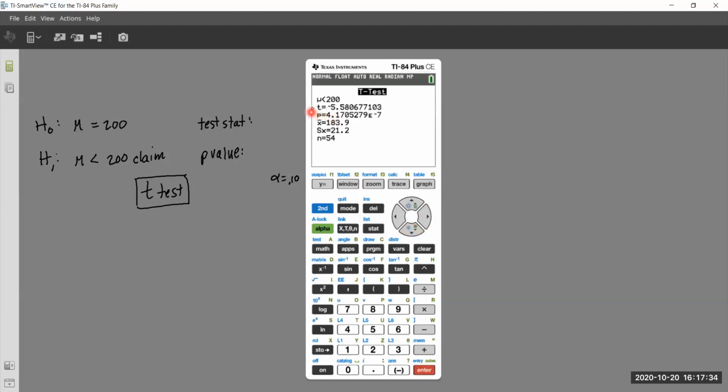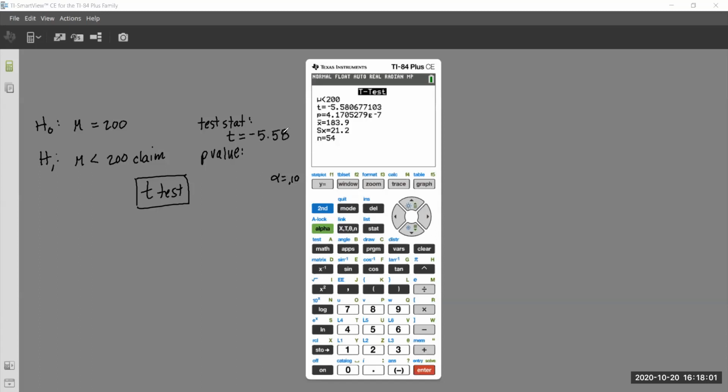Notice, because it's a t-test, our distribution is not a z. It's not a normal distribution. It's a t-distribution, which we said is very similar. The larger your sample size, the closer it gets to a z. So this is t equals negative 5.58.